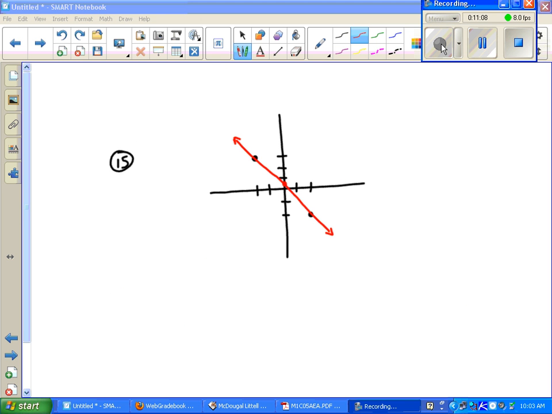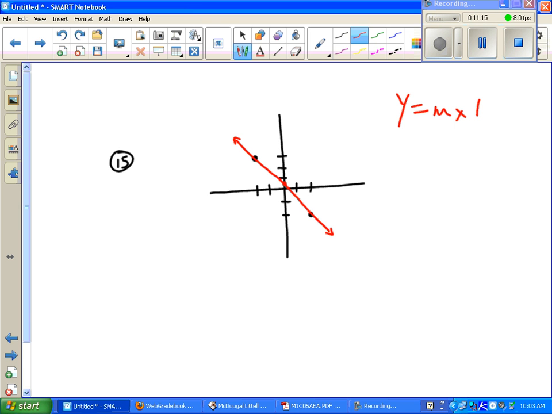Okay, for number 15, still we're using y equals mx plus b form. Well, that's the slope-intercept form. The easiest thing usually to find is this, the y-intercept. Remember where it crosses through the y-axis. You have to estimate a little bit on this one, especially since it's a little light on the copy. It looks like it's about at 1/2. B is equal to 1/2.